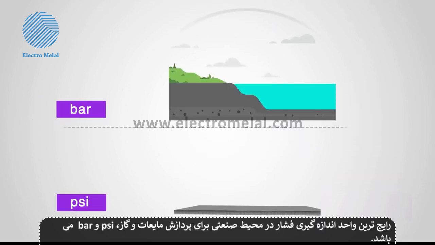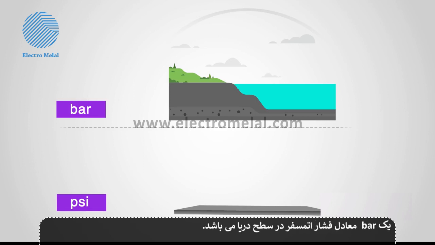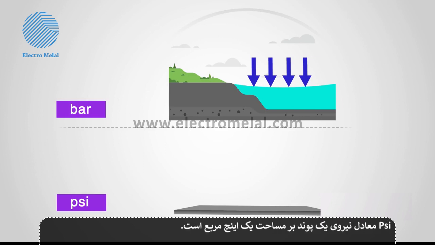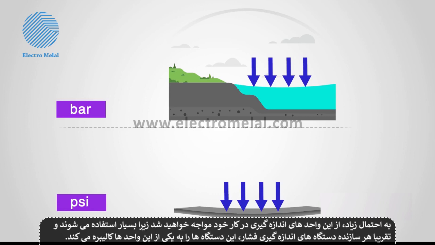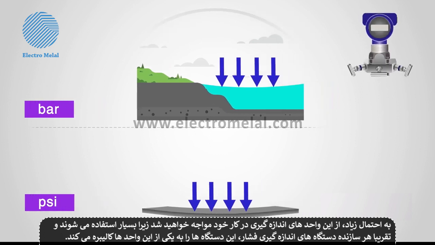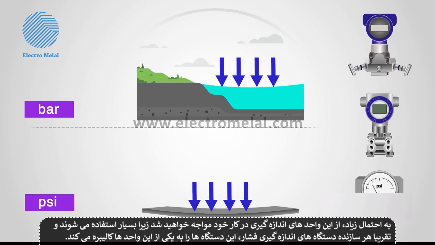The most commonly used measurements of pressure in an industrial fluid and gas processing environment are bar and PSI. 1 bar is the equivalent of the Earth's atmosphere at mean sea level. A pound per square inch is the force of 1 pound on an area of 1 square inch. You will most likely use these units of measurement in your work, as they are commonly used, and almost every manufacturer of pressure measurement devices calibrate them to these units of measurement.